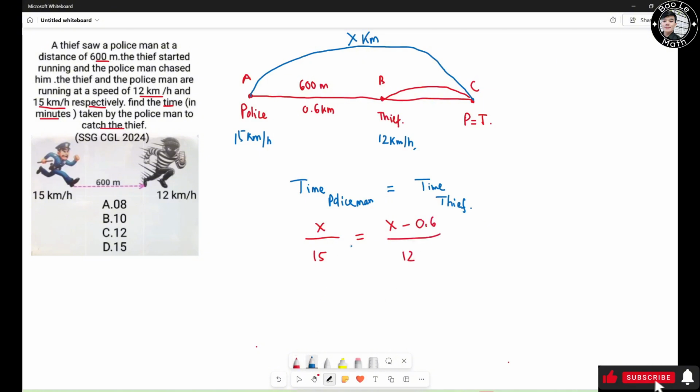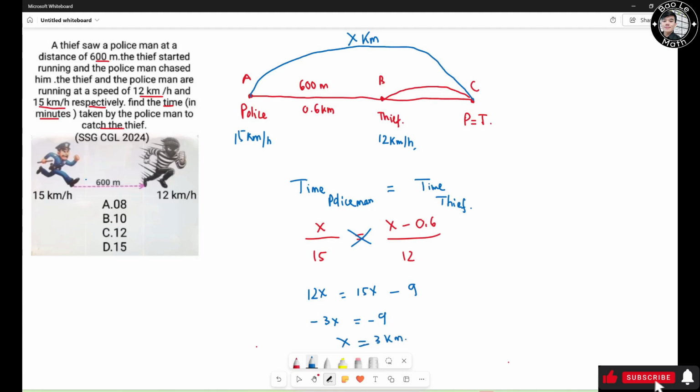Now we just solve this equation by cross multiplying, right? So you have 12S equals 15S minus 9, right? Subtract 15S from both sides, you have negative 3S equals negative 9. So S equals 3 kilometers, right?